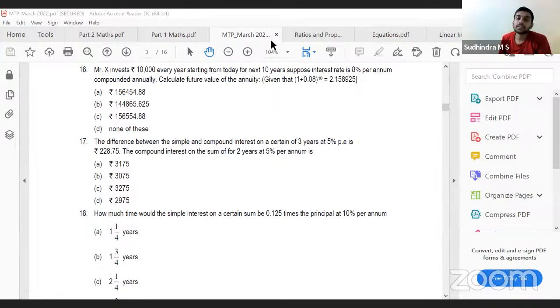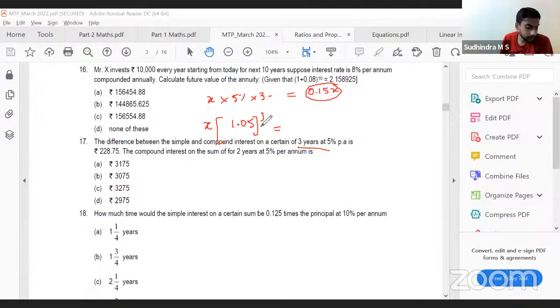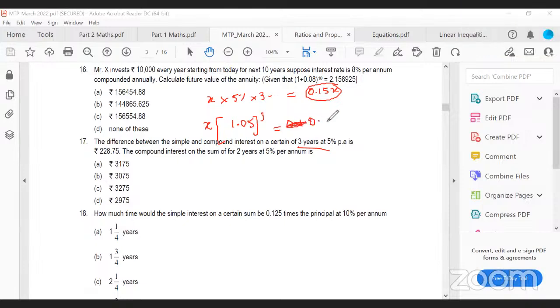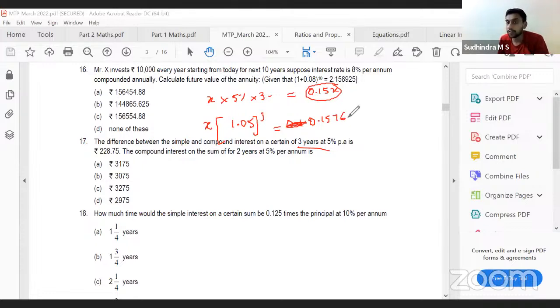What have they given us? They have given us the difference between simple interest and compound interest for 3 years at 5%. So calculate simple interest: X into 5% into 3 years. We get 0.15x. This is the simple interest. Similarly for compound interest, the amount that we get is X into 1.05 to the power of 3, which gives 1.157625x. So 0.1576x is the compound interest that we get.